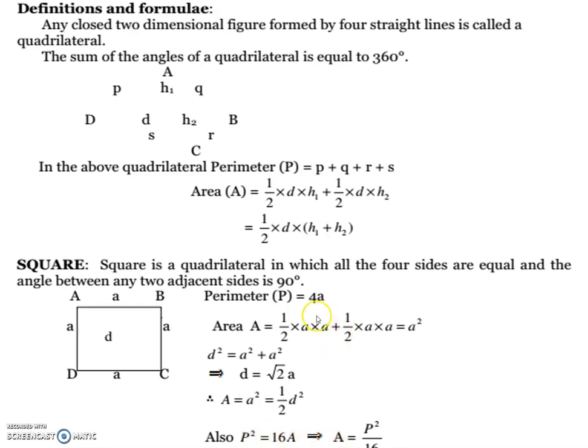That's why, because if P is given, what? 4 into A, that is the perimeter. P square is 4A square, which is 16 into A square. So here we have to represent A: A square is equal to P square upon 16, where 16 goes to this side. That is the area of the square.